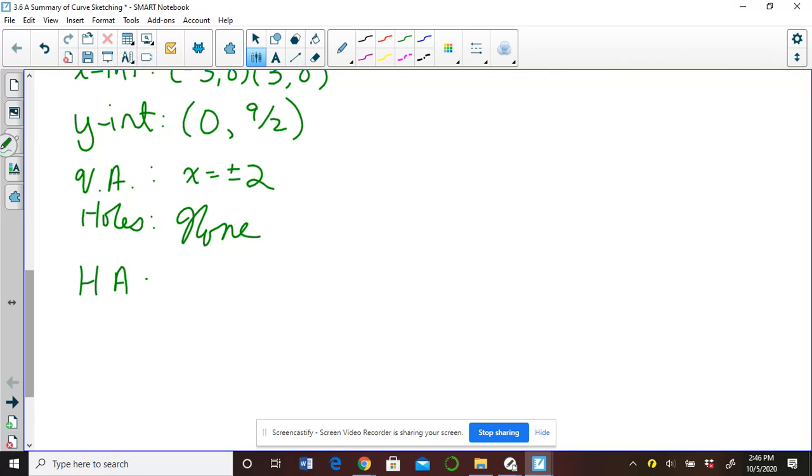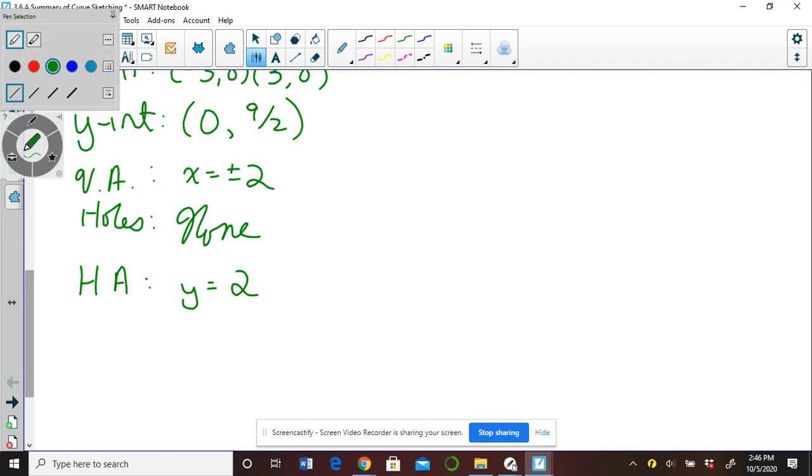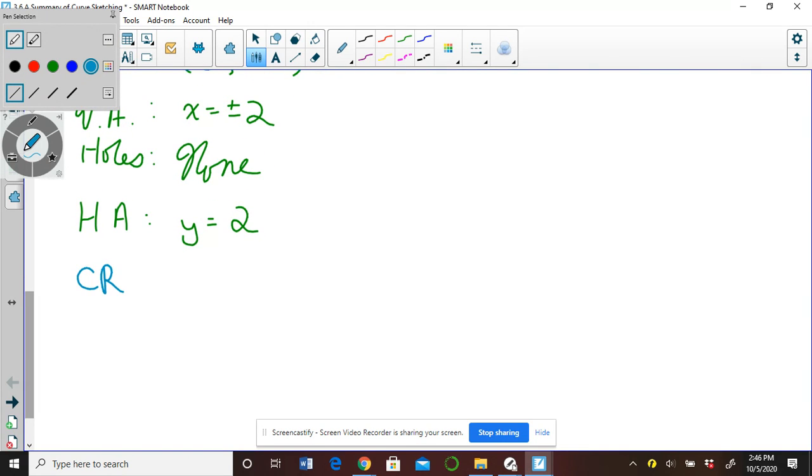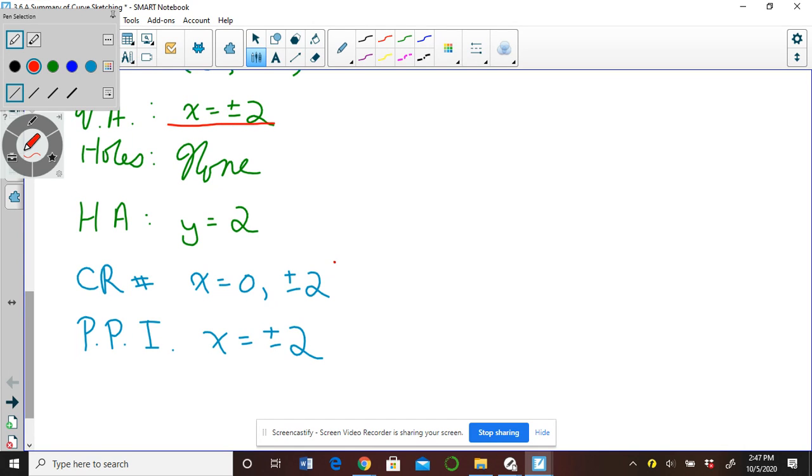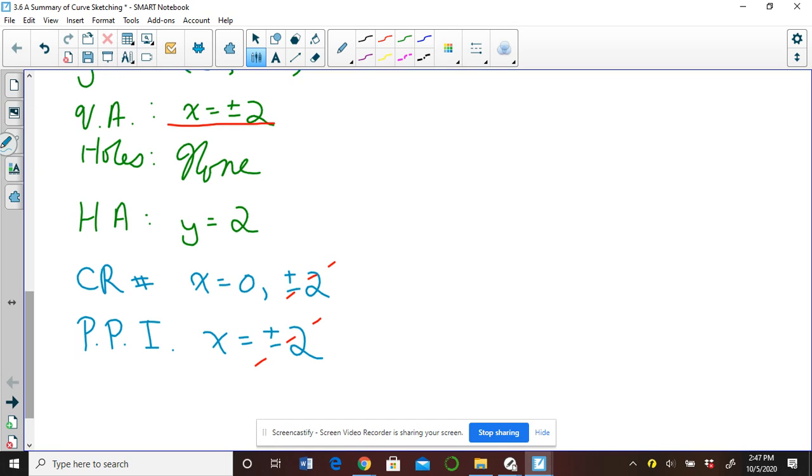Horizontal asymptote. That all deals with the degree, as we discussed in previous videos. So the degree matches, so it's a over b, or 2 over 1. So y equals 2 is our horizontal asymptote. Now we finally get to the information from our derivatives. So we need our critical numbers. So our critical numbers are x equals 0 and plus or minus 2. And then we have possible points of inflection, and that's plus or minus 2. Now, this is actually a restriction because of our vertical asymptotes. So technically we need to include it on our table, but we do need to make a side note that it's not actually a possibility to be a point of inflection or a relative max or min. So we will throw that off the table.